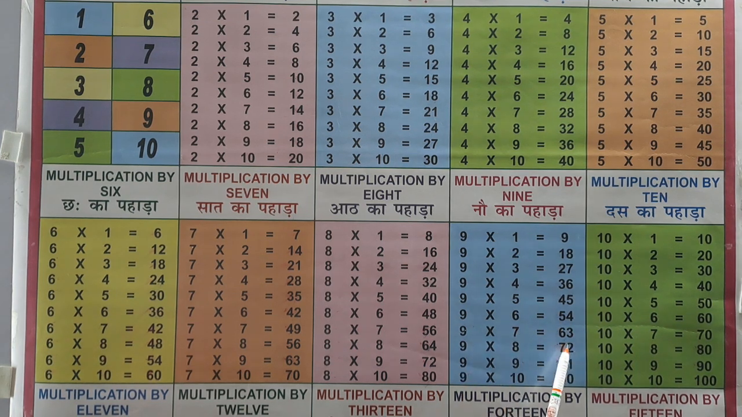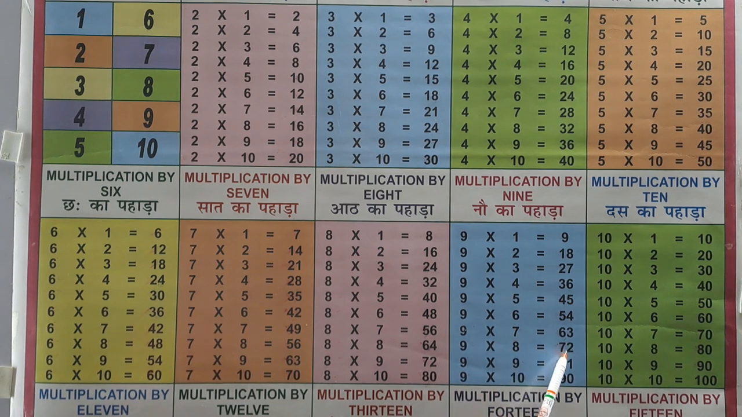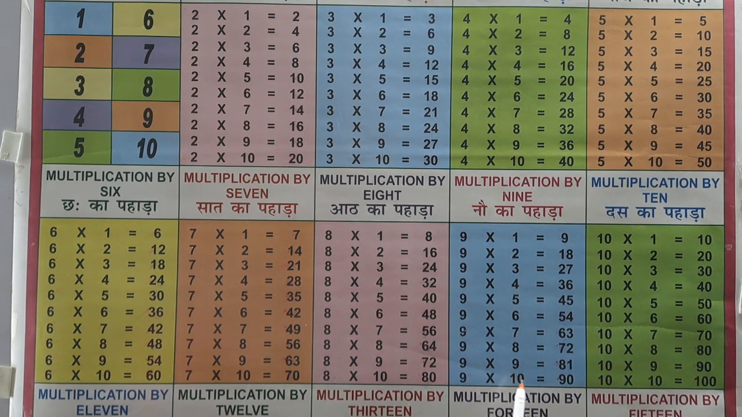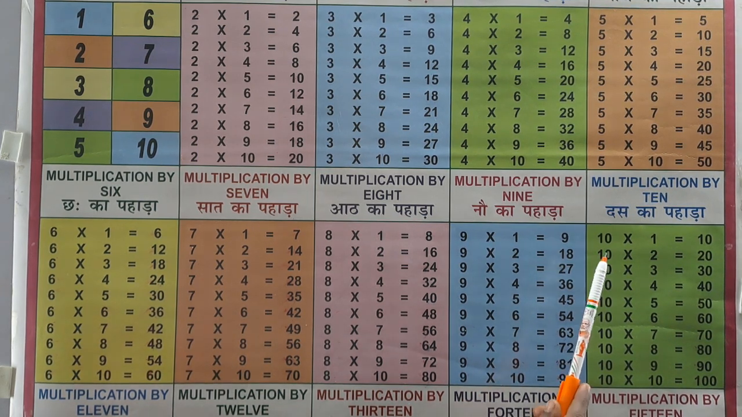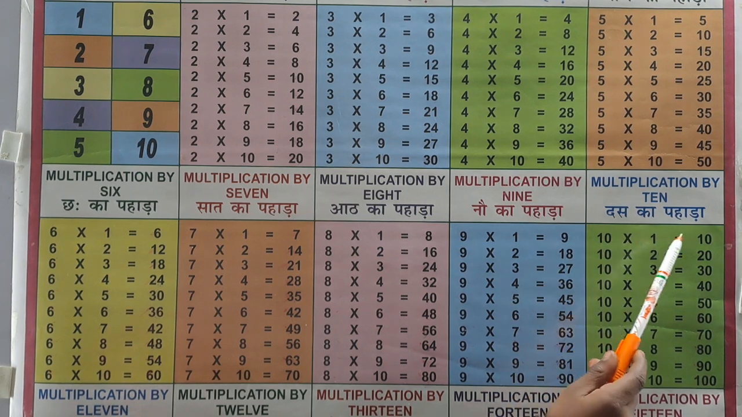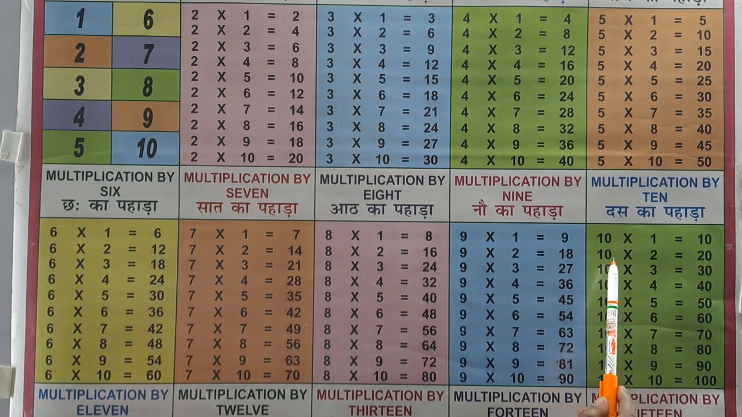9 7s are 63. 9 8s are 72. 9 9s are 81. 9 10s are 90. 10 1s are 10.